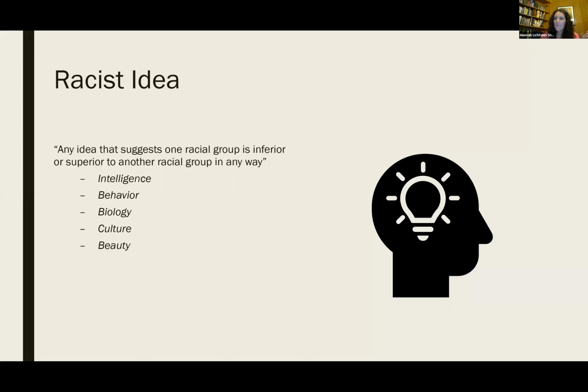Now, does that mean that when you have a racist idea, you're a bad person? No, it doesn't. It means you've had an idea that was a racist idea. We are showered in racist ideas and racist concepts every day, all the time. And these racist ideas are unavoidable unless you recognize them and try to address them yourself. So that's a racist idea.